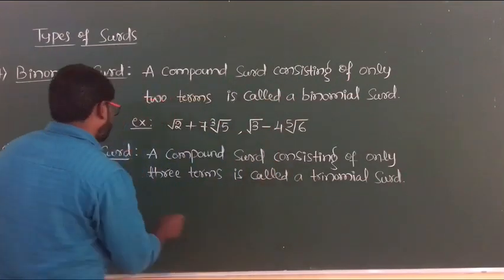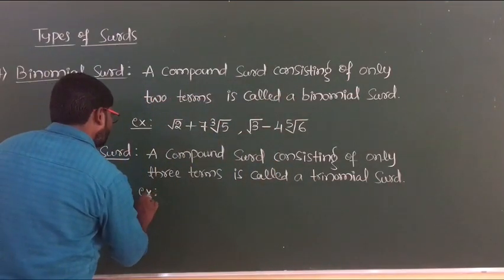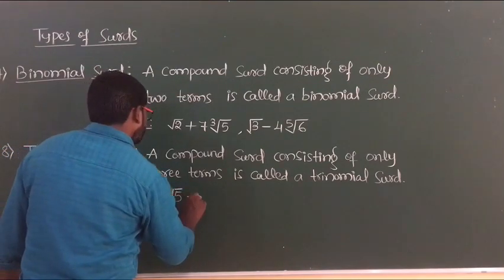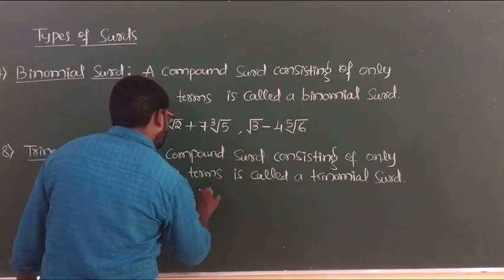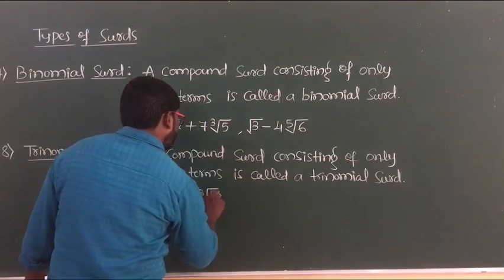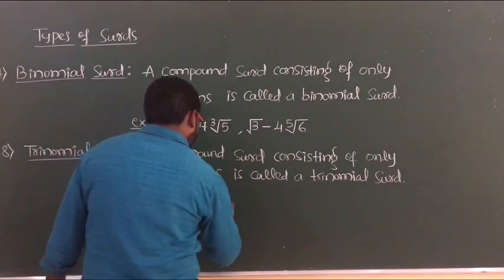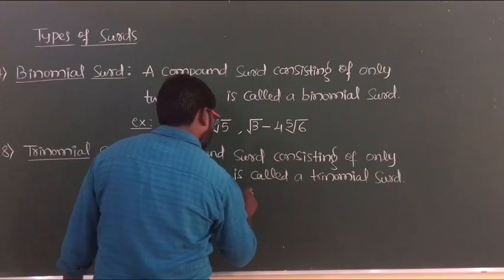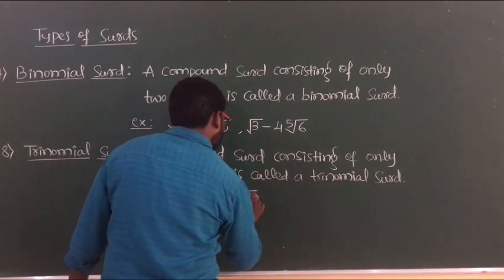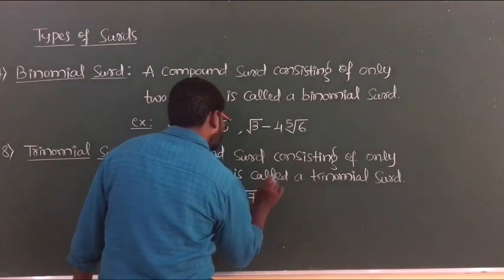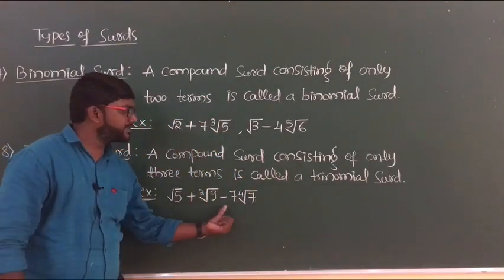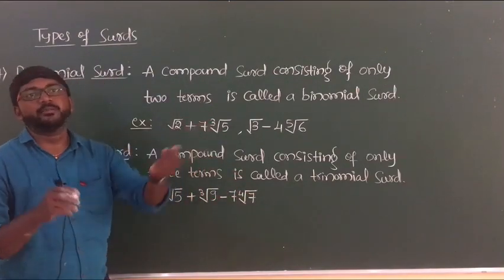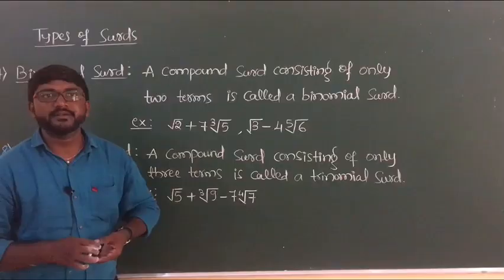The examples are root 5 plus cube root of 9 and then minus 7 times fourth root of 7. So here this is a compound surd which has only three terms. So this is all about the binomial surd and the trinomial surd.